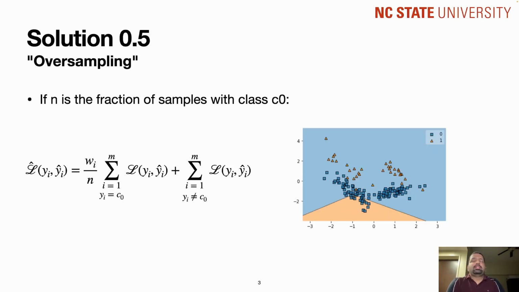Well, the trivial solution to this is to do something called oversampling, where you just go to the minority samples and add more points right there with the same class. There's a better way of doing this. You can do what's called a weighted loss function, which is what we did.